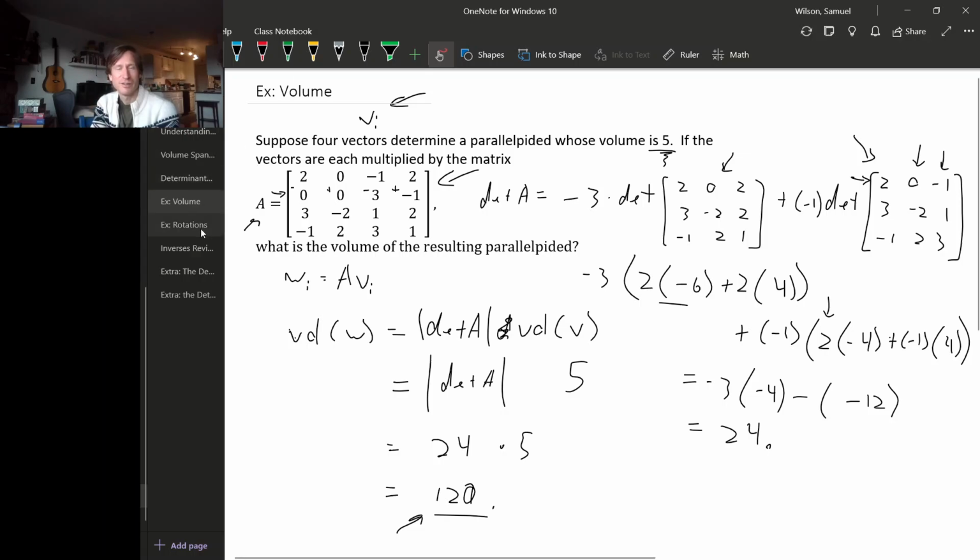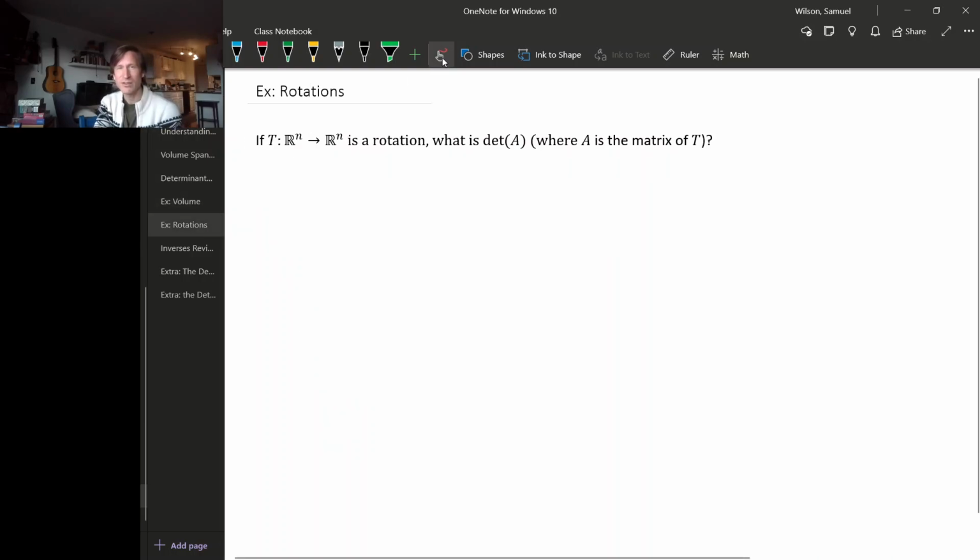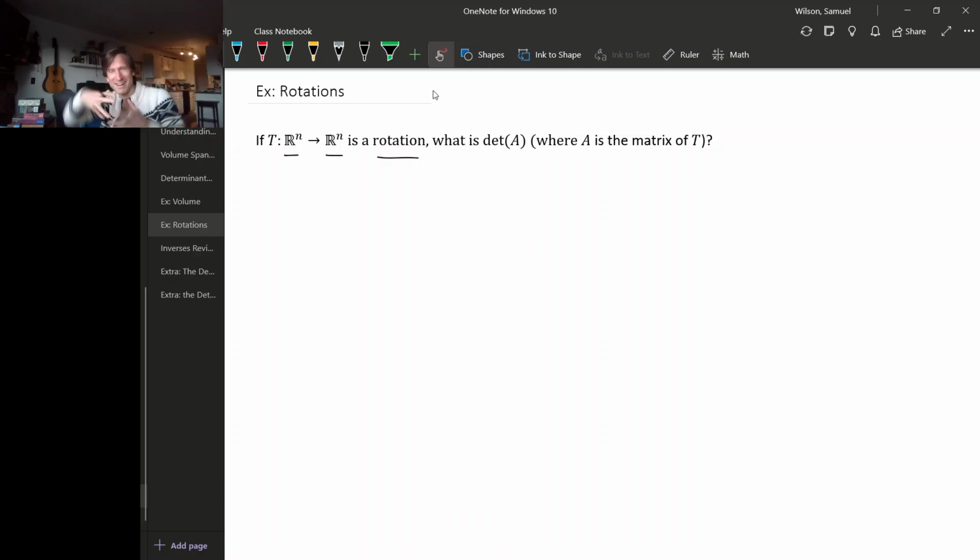One other nice application of this fact about determinants, that it tells you how much a matrix expands volumes, is it can give you a shortcut for calculating determinants. So suppose we have a matrix that represents rotation in some Rn. Now this could be any rotation at all. It doesn't have to be one of the simple rotations about a coordinate axis. It could spin in any old way. That is a linear transformation. And what is its determinant?